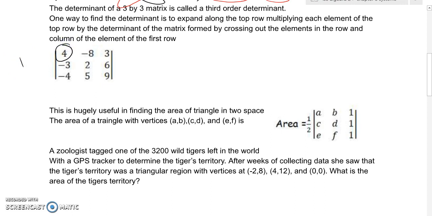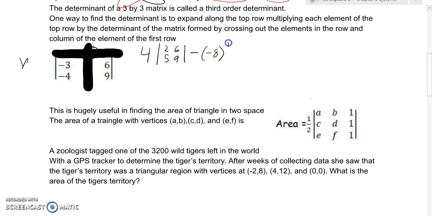So we're going to start by taking 4, and we're going to cross off the elements in that row and column. And we're going to take the determinant of what we have left. So the determinant of 2, 6, 5, 9. We then have to alternate signs, so we're going to subtract now, taking the middle element along the top row, crossing off that row and column, and taking the determinant of what we have left, -3, 6, -4, 9.